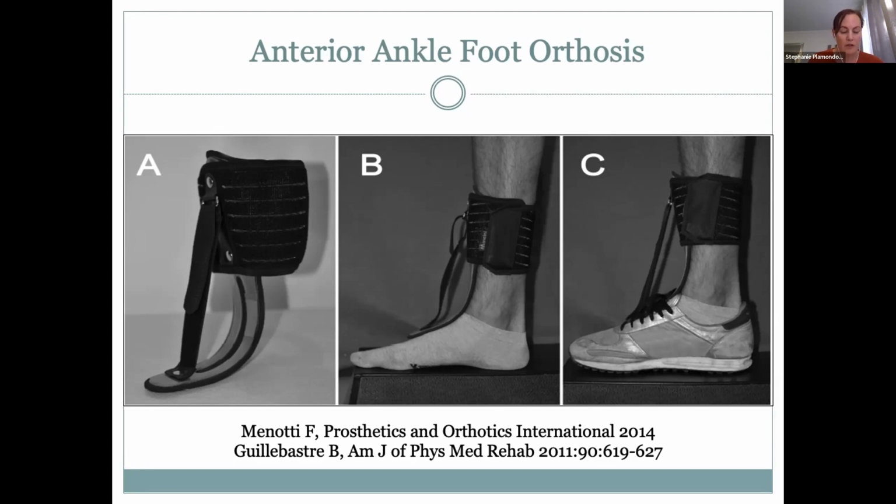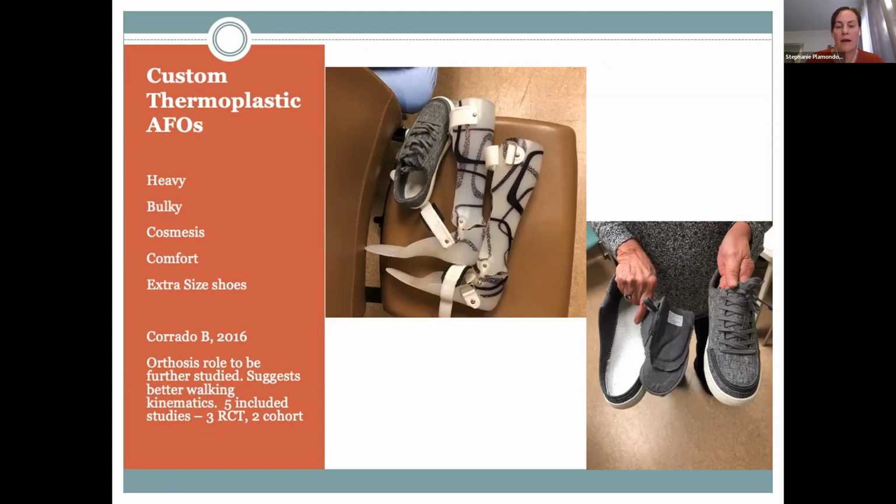So Minotti in this study showed that this type of anterior brace improved energy cost of walking with a lower level of metabolic effort. And of course, several may have seen thermoplastic braces. There's a number of reasons why thermoplastic may be better. They provide more stability, but there's also several reasons why patients don't like them. Some people find them heavy and bulky and don't like the way they look, and you might need an extra shoe size to fit them into your shoes. But orthotics have generally been studied and shown to improve walking kinematics.